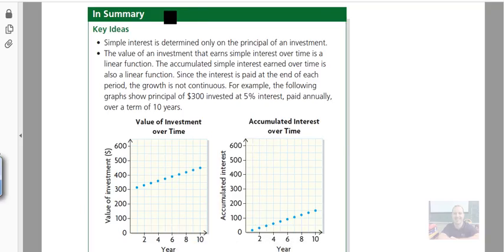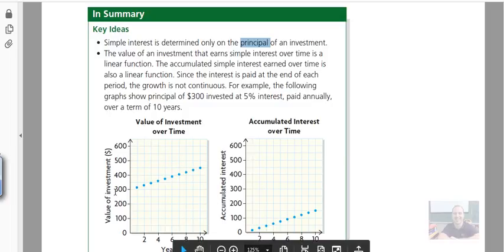Okay, so in summary, the key ideas: simple interest is determined only on the principal. You have to understand that. The value of the investment that earns simple interest over time is a linear function. If you graph the interest, remember it's the same amount each year. So that means that the slope, or the rate of increase, is the exact same every year, so the points will form a straight line. It's not this way with compound interest, which we'll talk about later.